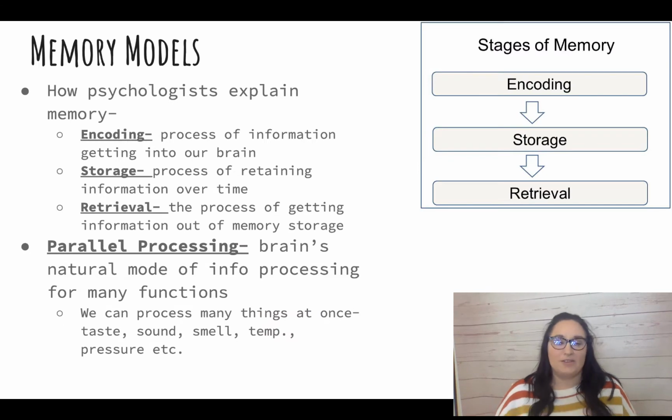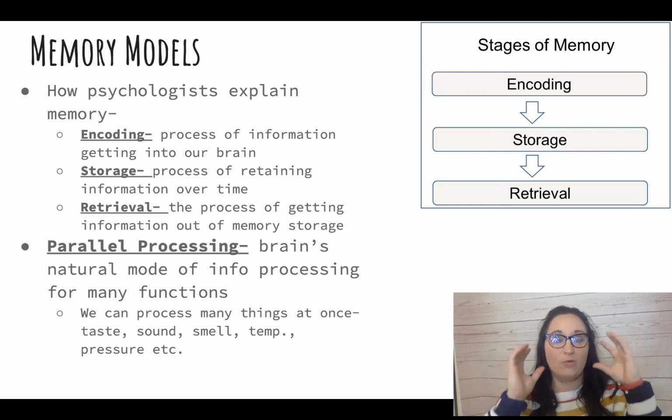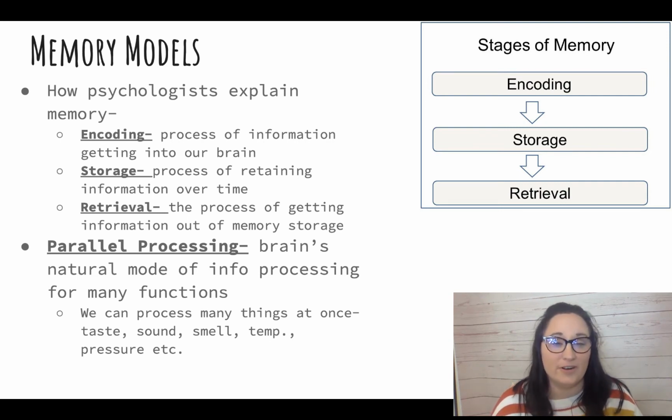That's it. Memory models. The first thing that we need to know in how our memory works is the three-stage process of making a memory. The first is encoding. This is how the information gets into our brain. The second is storage, and this is about retaining the information over time. You're storing it. And finally, retrieval is the process of getting that information out when we need it.